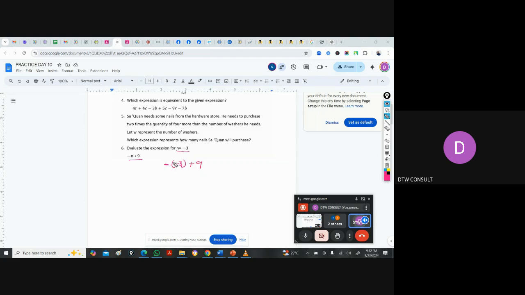And for this, this is a parenthesis. You have to open up this parenthesis. A negative times a negative gives you a positive. So that's positive 3, positive 9. And what is positive 3, positive 9? That will give you 12. Do you see this? Yeah. Okay. Ali, I'm sure you got this, right? Yes. Okay, good.